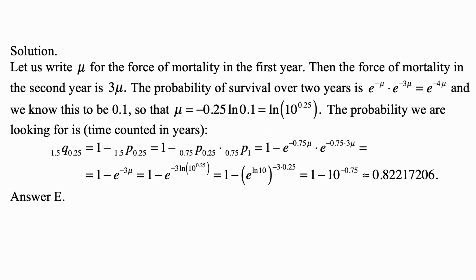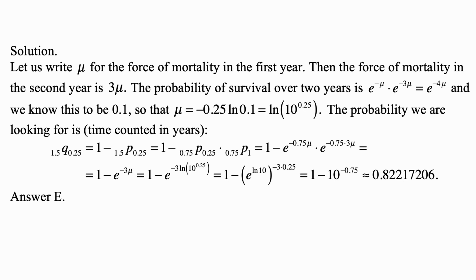But then we know the force is constant in each year, so the first probability is e to the minus 0.75 mu, because the force of mortality in the first year is mu, and the second probability is e to the minus 0.75 times 3 mu, because the force of mortality in the second year is 3 mu. Well, that's equal to 1 minus e to the minus 3 mu. Mu is equal to ln of 10 to the 0.25, so this becomes 1 minus e to the minus 3 times ln of 10 to the power 0.25.